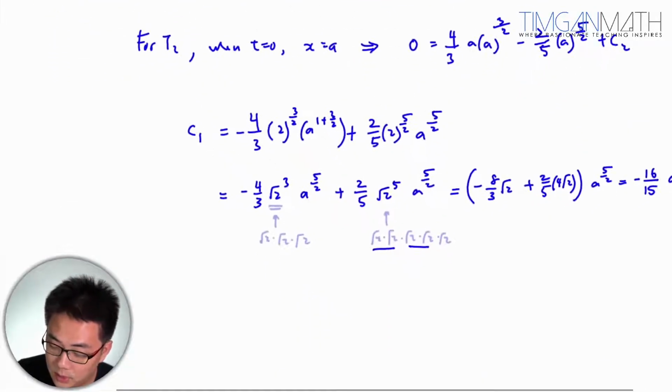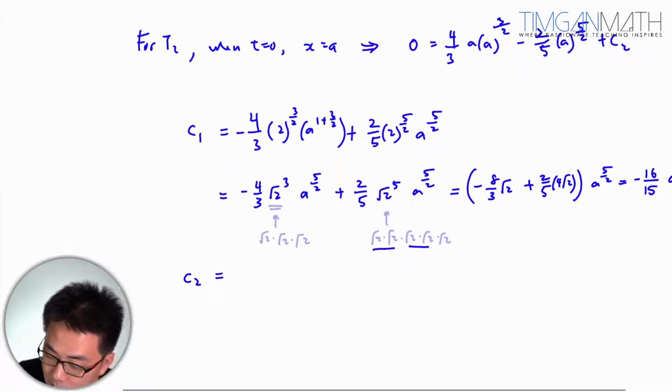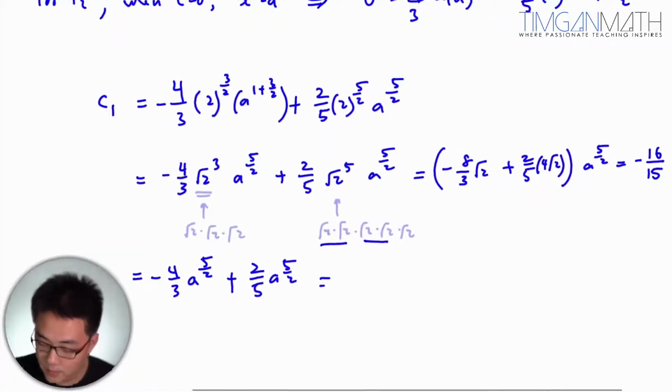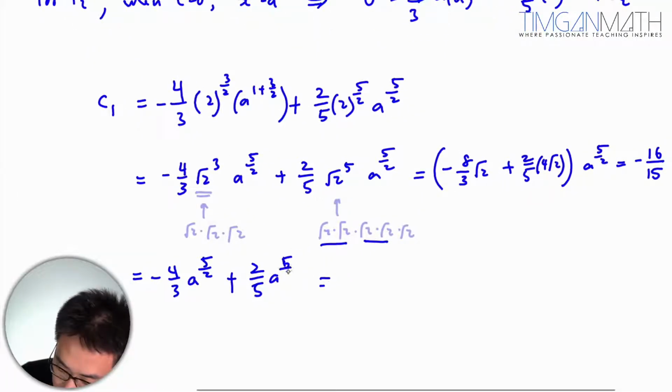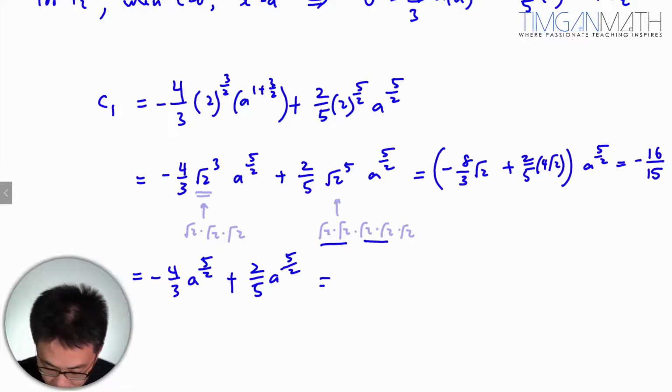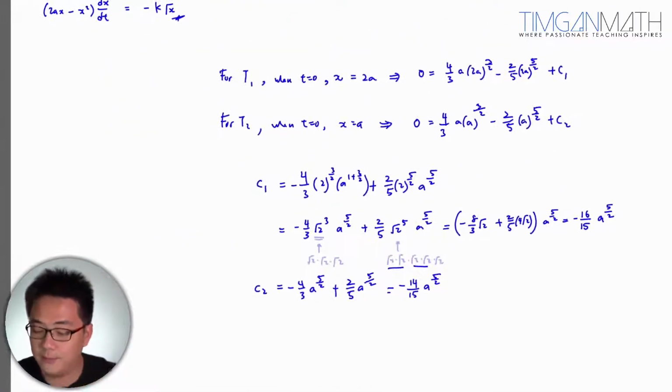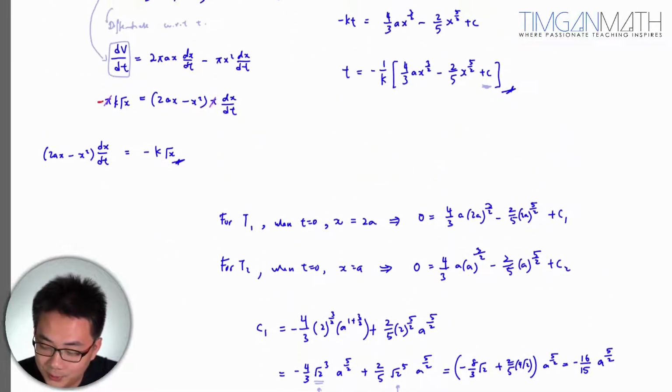Once this is done, do the same thing with C2. C2 is much easier, because it's just minus 2/3 a to the 5 over 2 plus 2/5 a to the 5 over 2. That's quite easy. So this case will be minus 4 over 3 plus 2 over 5, which is actually minus 14 over 15 a to the 5 over 2. Now we've got C1 and C2.